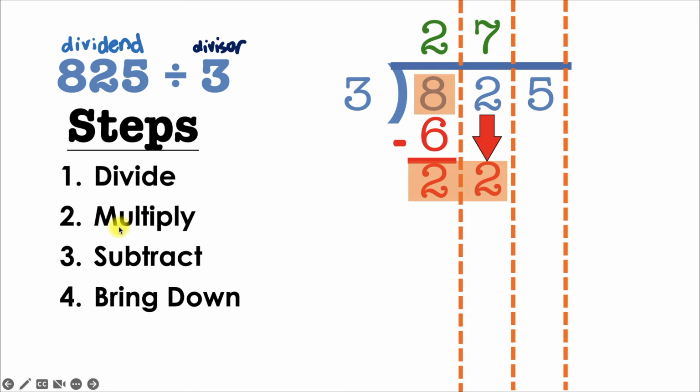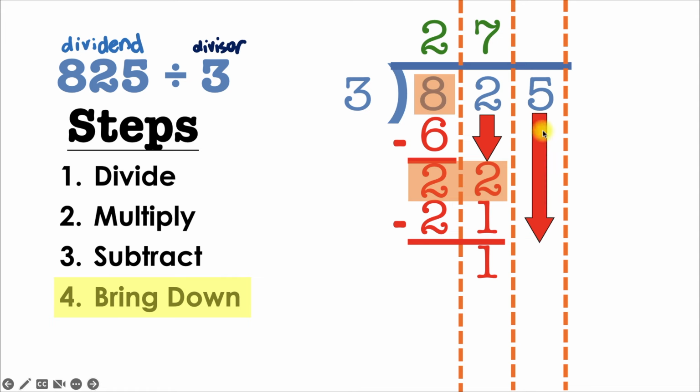Now we can go to step 2, which is to multiply. 7 times 3 is 21. So I'll write that here. Step 3 is to subtract. So I'll subtract 22 minus 21. And when we do that, we get 1. And our next step is to bring down. And what are we bringing down? We're bringing down this 5 from the column to the right.